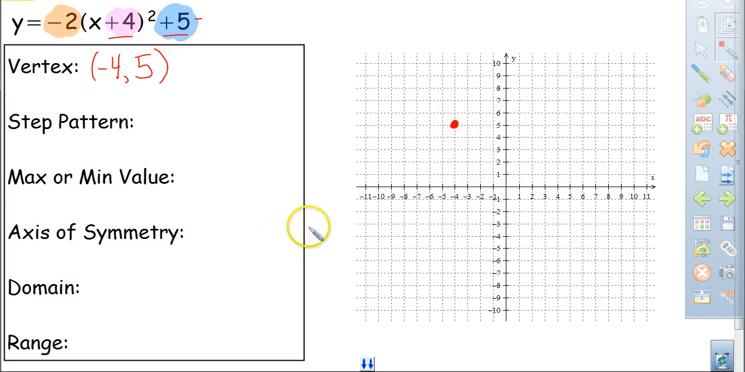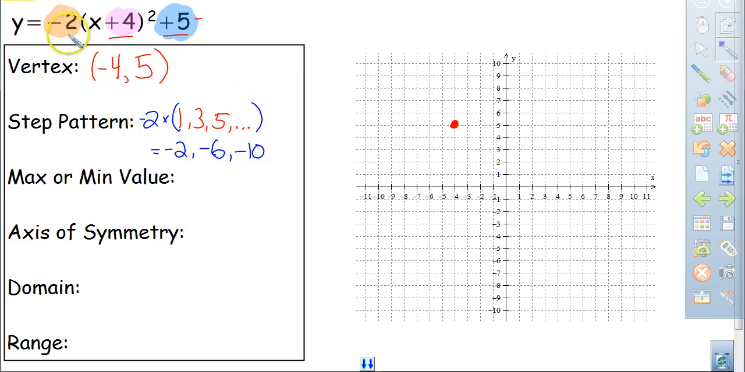Now, if you remember for the previous parabola, we had the set pattern of 1, 3, and 5. And that's the basic shape of a quadratic function. But what this number does in front of the brackets, so it's multiplying the x plus 4 squared, is it's going to multiply the step pattern. So instead of the first step being positive 1, it's going to be negative 2. Instead of the second step being positive 3 or up 3, it's going to be negative 6. And negative 2 times 5, the last step will be minus 10.